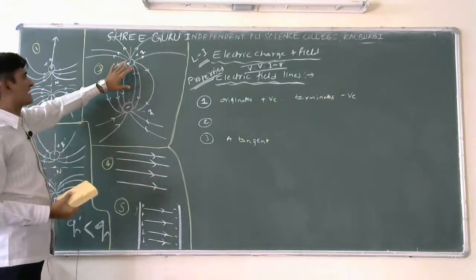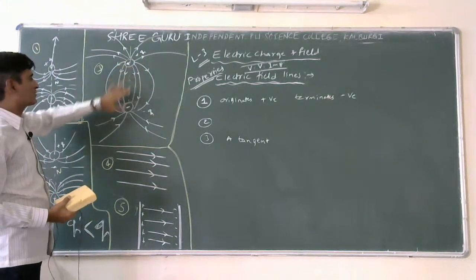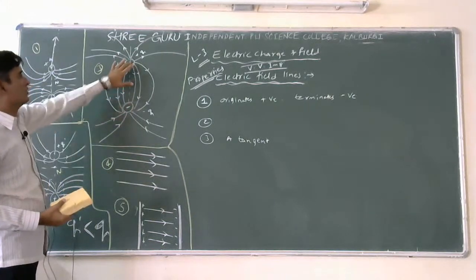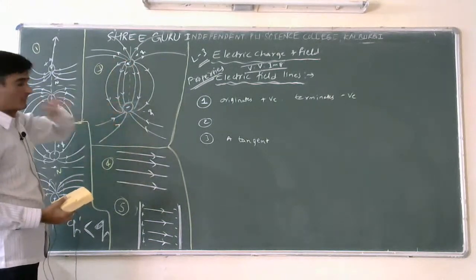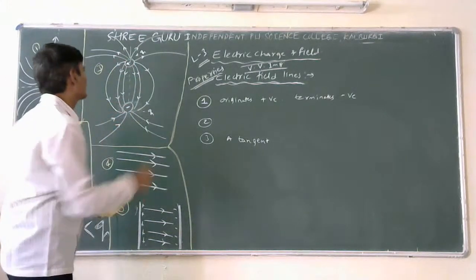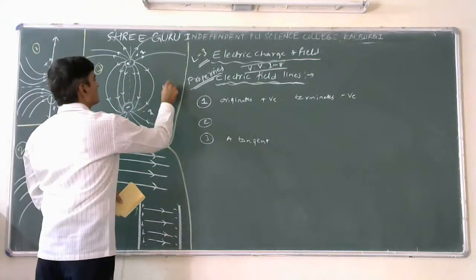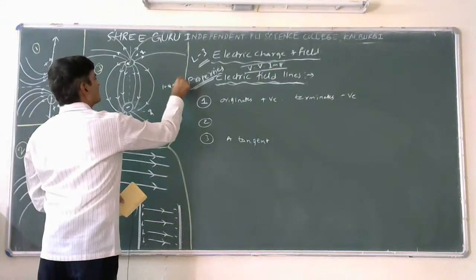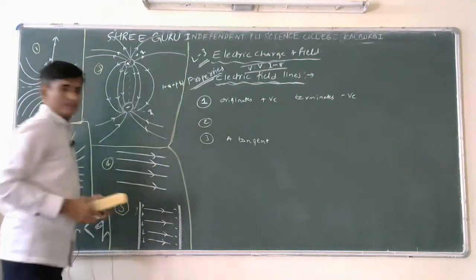Okay, I will tell about this diagram. This is plus Q charge and this is minus Q charge. Two equal and opposite charges. The magnitude of the plus Q charge is equal to the magnitude of the minus Q charge.